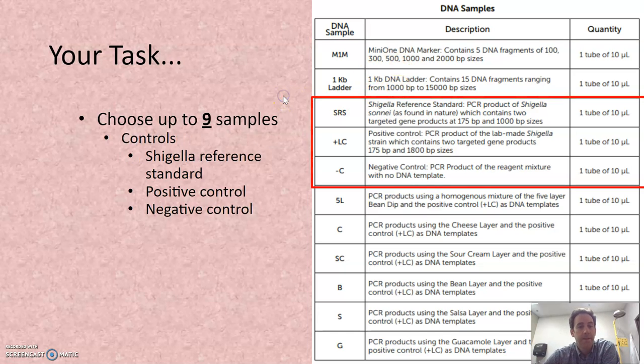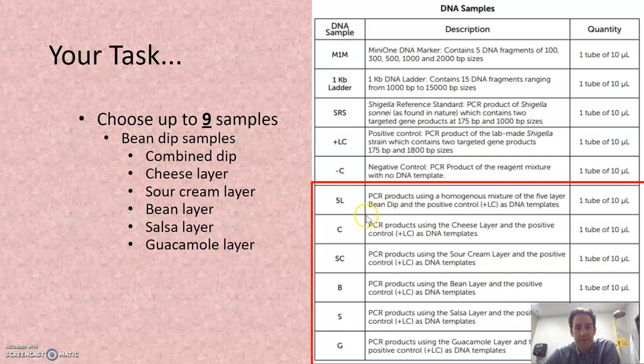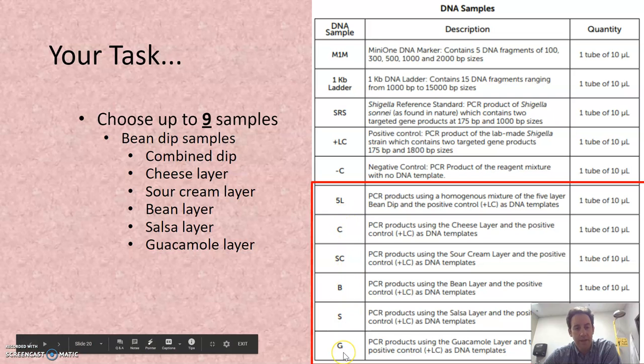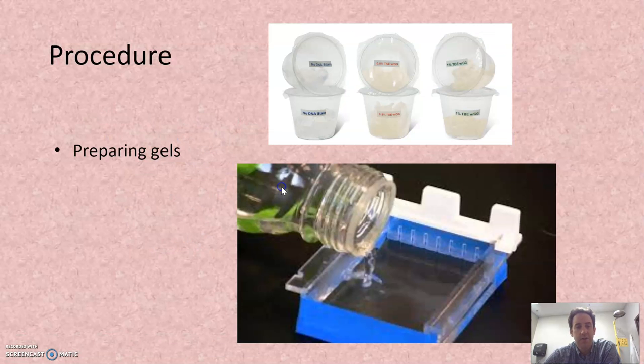What should we do? The next 3 are the controls. That Shigella reference standard is like the 2 targeted base sequences that we're looking for. Then there's the positive control that we're adding in, and then a negative control with no DNA at all. The last set are the bean dip samples. 5L stands for 5 layer. That's all 5 layers together. Then you've got your cheese, your sour cream, your bean, your salsa, and your guac. So again, you're going to have to choose 9 and figure that out.